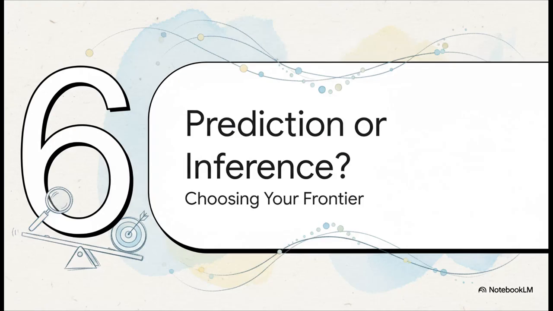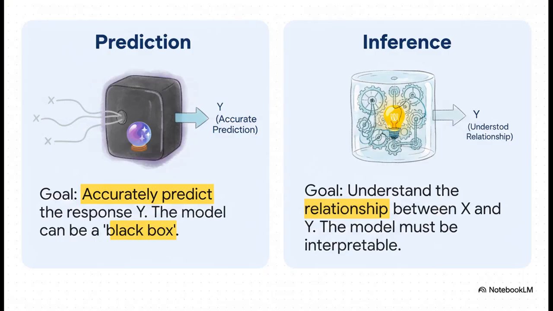So, we've walked through the whole landscape. The bias-variance trade-off, the tools to manage it, the pitfalls like collinearity, and the solutions like shrinkage. But at the end of the day, what actually makes a model the best one? Well, that really comes down to a fundamental question. What is your goal? It all boils down to this. Are you building a model for prediction or for inference?